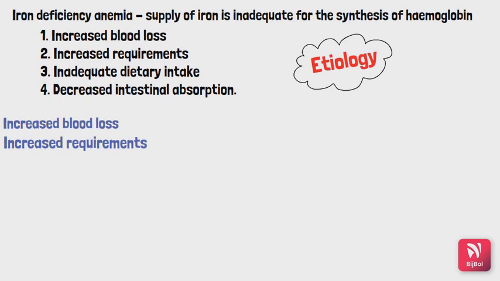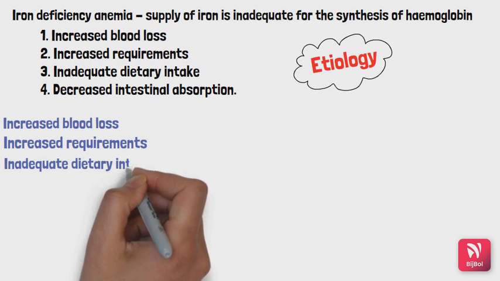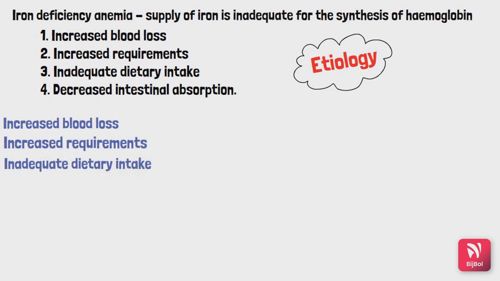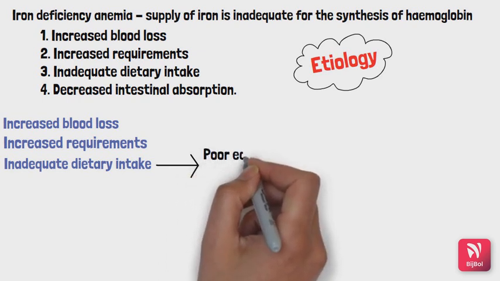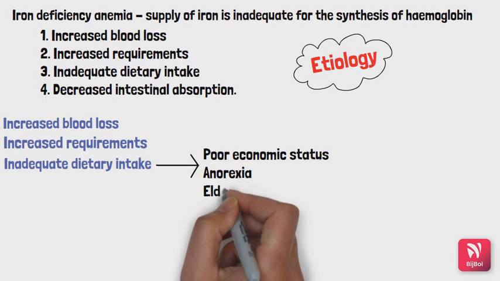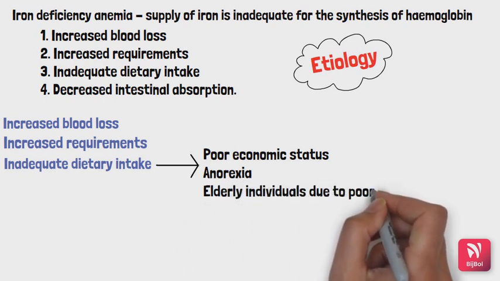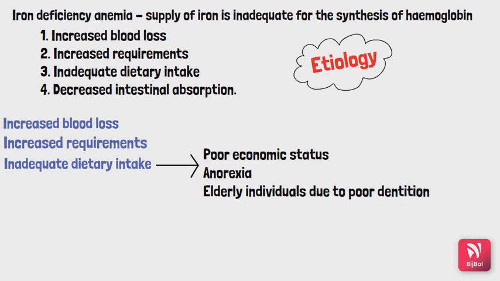And next is inadequate dietary intake. If you don't take it in the diet itself, obviously it cannot get absorbed, it cannot go to target tissues. So whenever a person is in poor economic status, or has anorexia, or is an elderly individual with poor dentition, they will not be able to take all the food they need. That can result again in iron deficiency anemia.